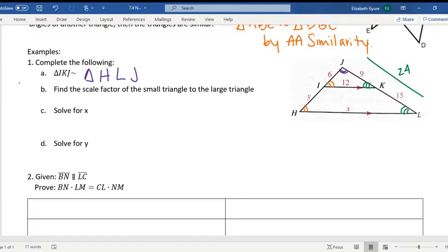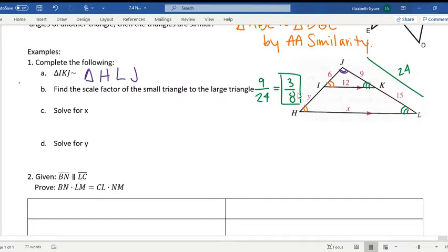So we could do a ratio of 9 to 24, which would reduce to 3/8, or 3:8, however you want to write that. So we're going to use that scale factor to solve for our variables here.